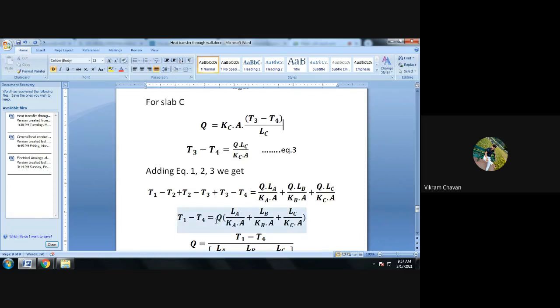Now next we have to convert this equation in the form of a heat transfer, so that this particular bracket will be transferred towards the left side.